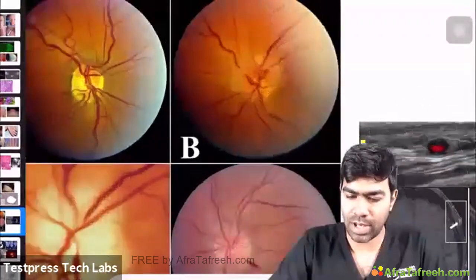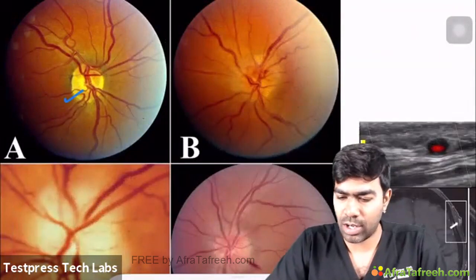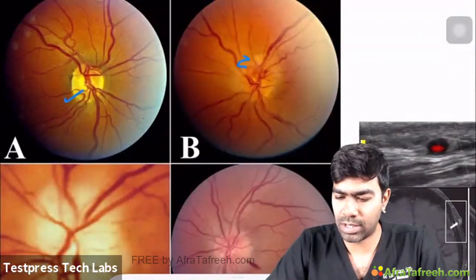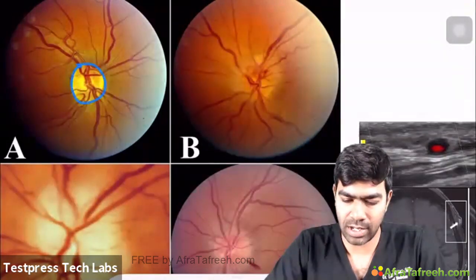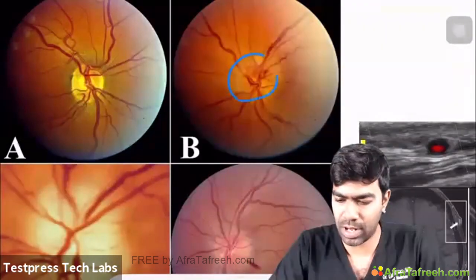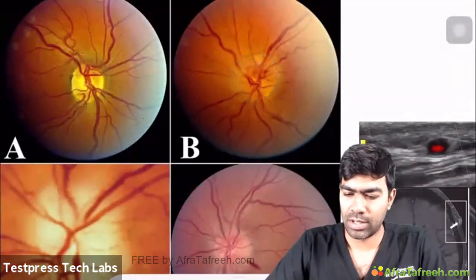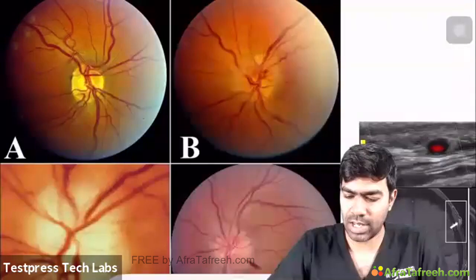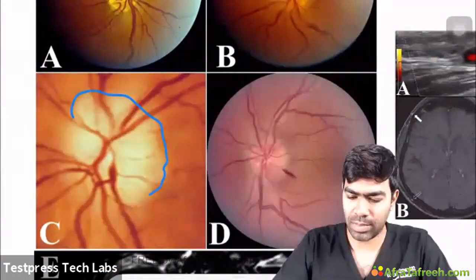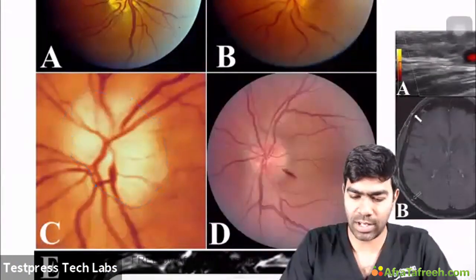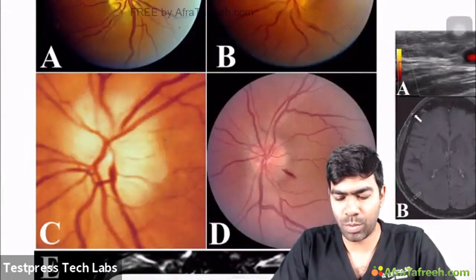So for comparison, you have a normal disc here, and you have a kind of disc blurring here. So you cannot see the disc margin very clearly. You can see the disc margins very clearly here. So this is an example of blurring of the disc. And at the same time, if you see giant cell arteritis, you can see more of a pale edema. The disc margin is not very clear. It's blurred, but it's more pale here.